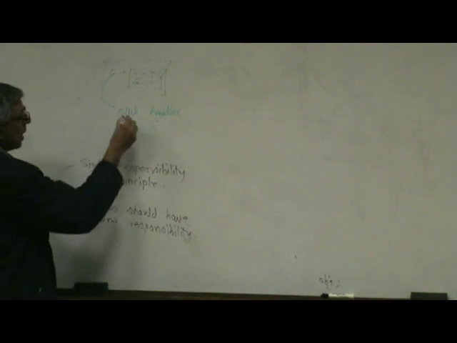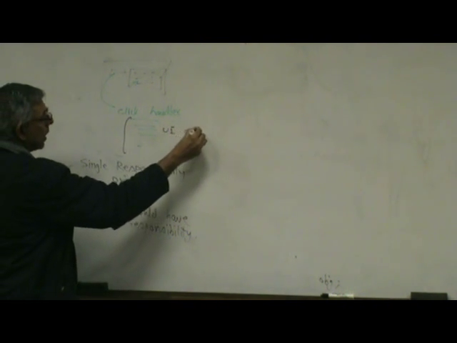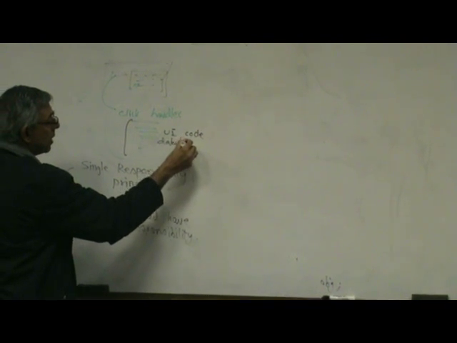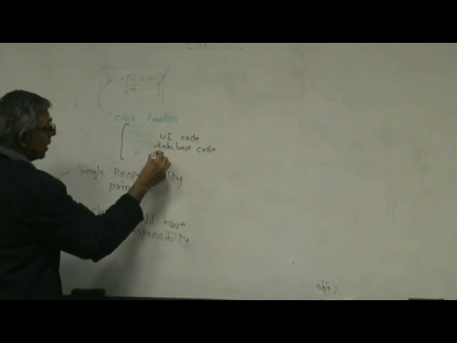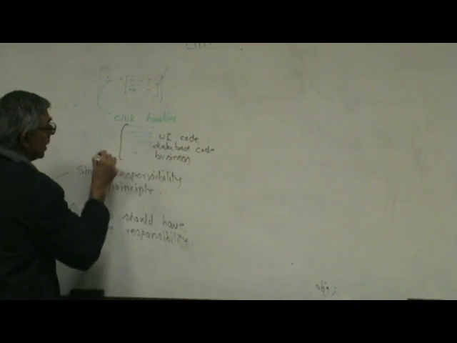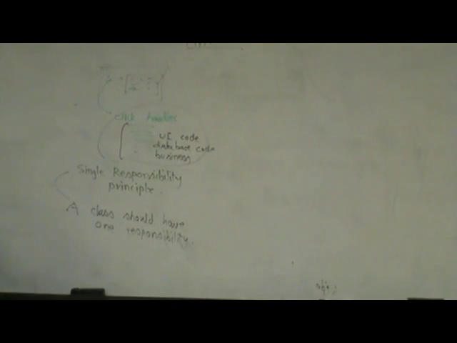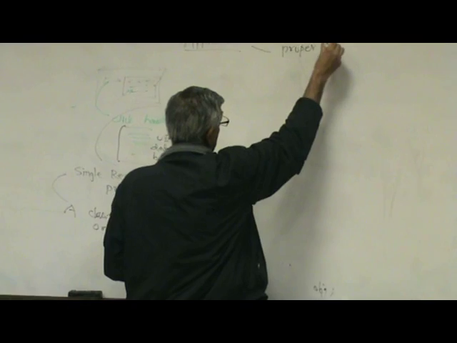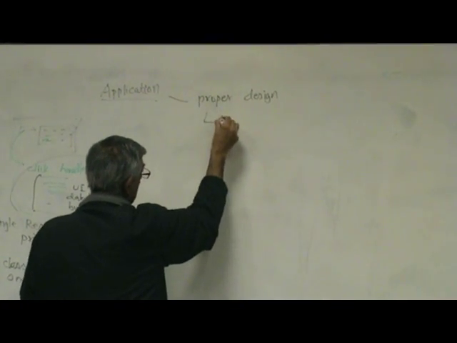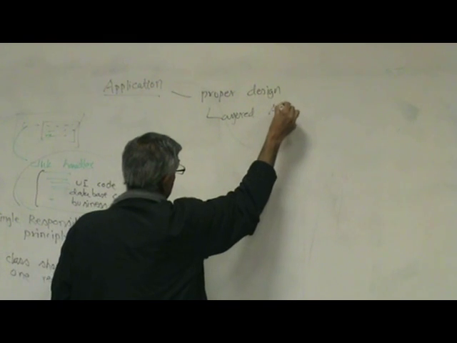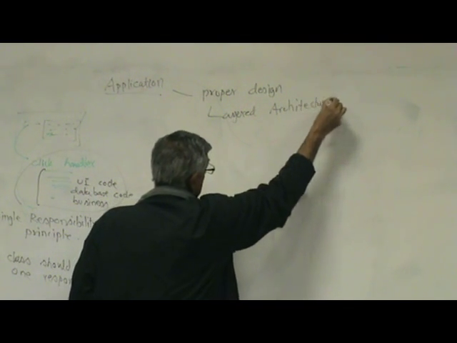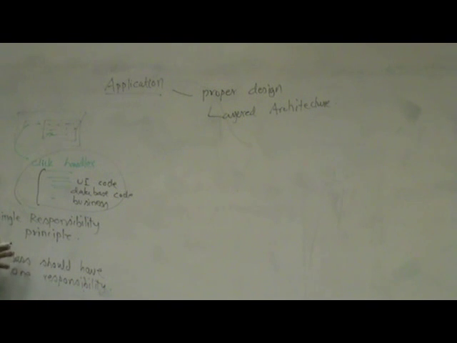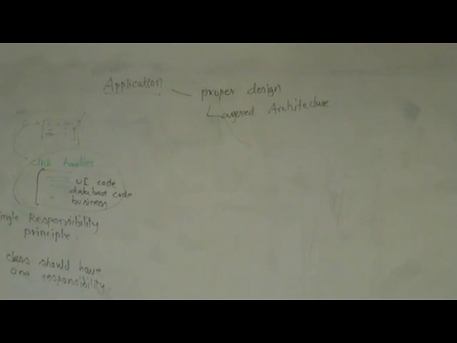As opposed to writing not only the UI code over here, but the database code over here, the business code over here, this becomes all jumbled, and it becomes very difficult to maintain and upgrade, right? So typically what we do is we create a layered architecture. So proper design is what we call layered architecture. So in this layered architecture, we follow this single responsibility principle, right?